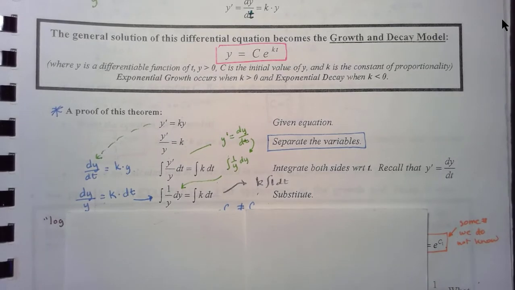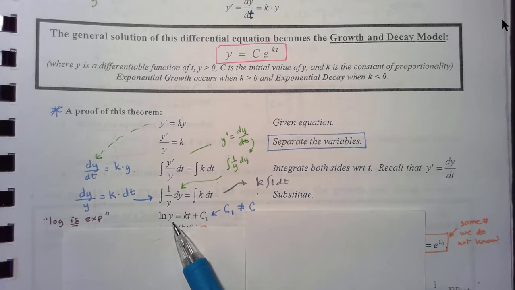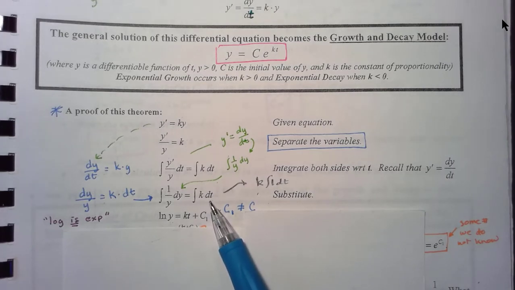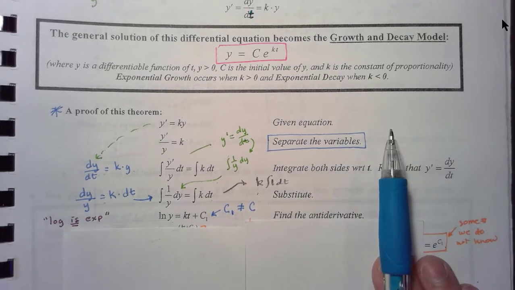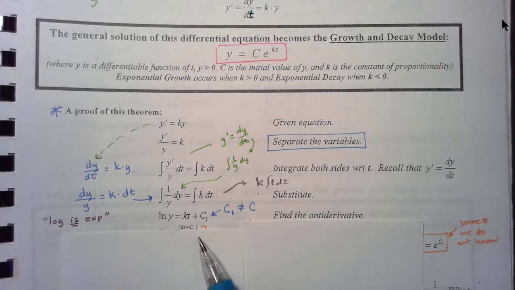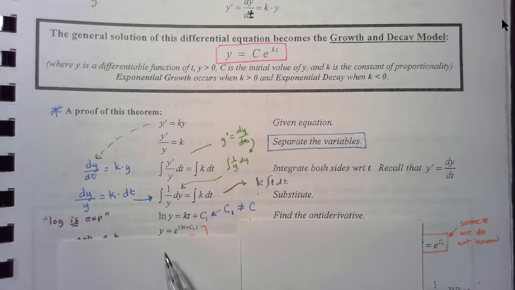And now we're going to anti-differentiate each side. Well, we know that this becomes ln of y, and I don't need the bars here because I have stipulated that y is positive. Equals, with respect to t, k times t plus some constant c, and I'm going to call that c1. Okay? And now, remember our old phrase, log is exponent. Log is exponent. This is my exponent on e, and it equals y. Y equals e to the kt plus c1.